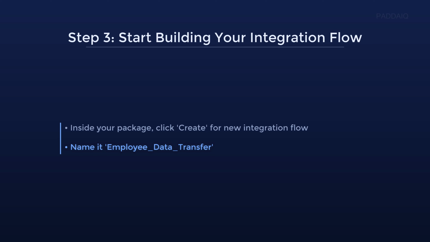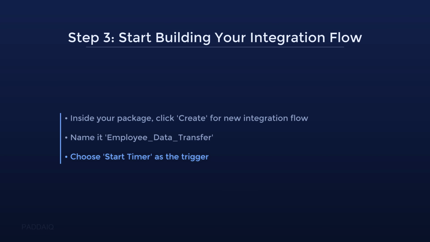Name it employee_data_transfer. This means giving your integration flow a unique and descriptive title so it is easily identifiable. For example, when synchronizing HR data between systems, this specific name helps you quickly find and manage the correct flow. Always use clear naming to streamline your development process.